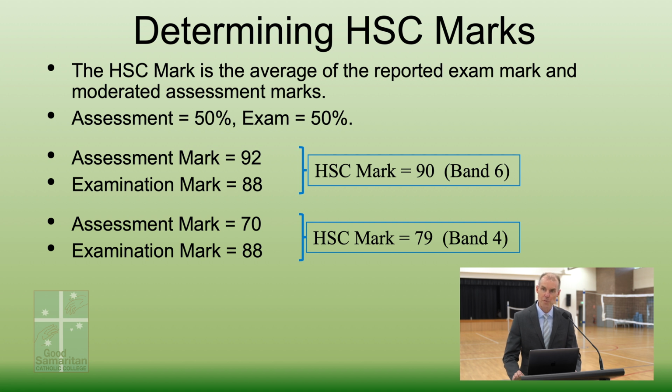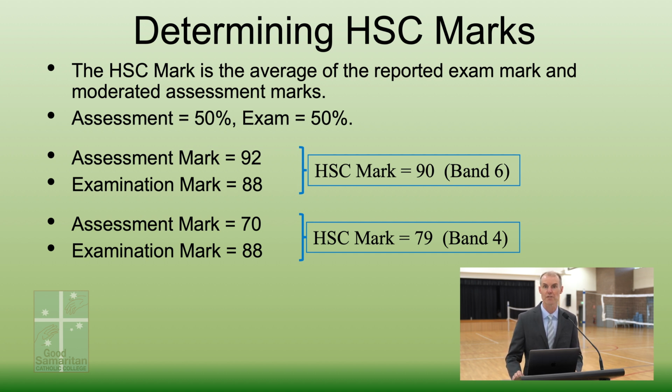All right, so determining your HSC marks, as I said, 50% of your mark comes from your moderated assessment mark, 50% comes from your moderated exam mark, and they get added together. And there's two examples there, one student with a Band 6 result, one student with a Band 4 result, both with an examination mark of 88%. And the difference there is their assessment marks were different in both cases.